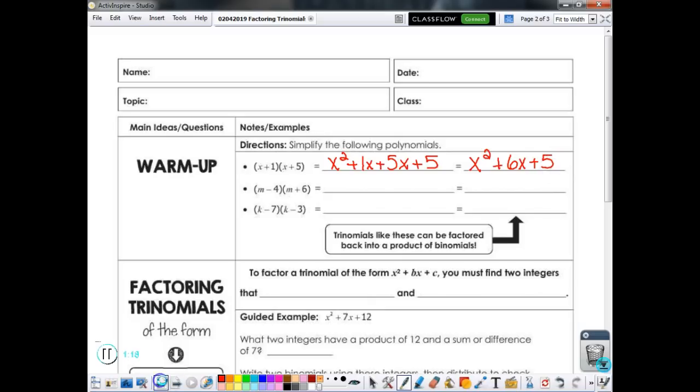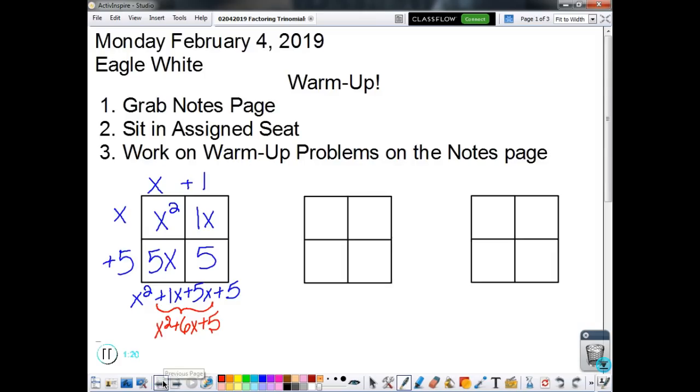Okay, so now we have m minus 4 times m plus 6. Same thing. So again, multiplication. M times m would give me m squared. Negative 4 times m would be negative 4m. And then 6 times m would just be 6m. And then 6 times negative 4, negative 24. Alright? And so then you add everything up.